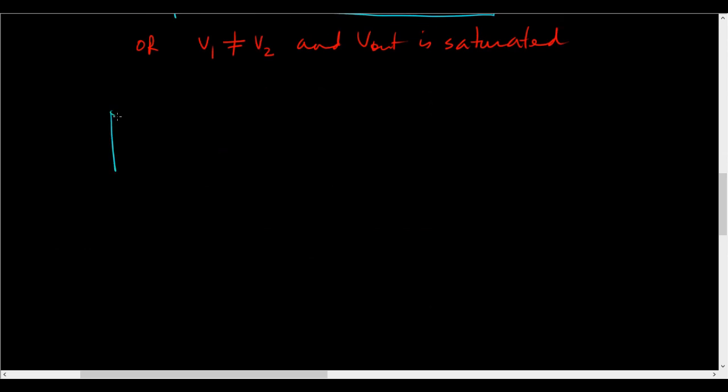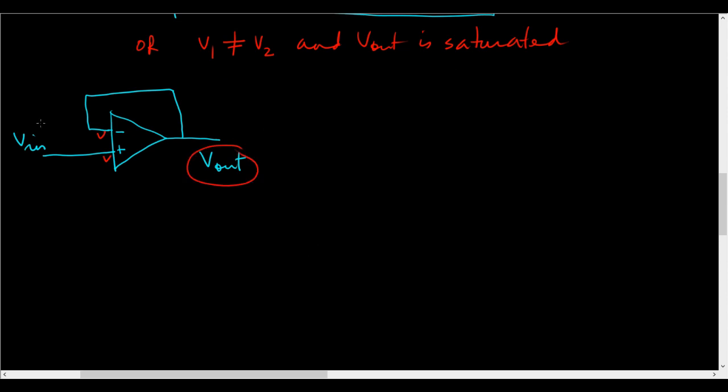So for example, I will not even draw the plus and minus anymore. Let's say this is my input, this is my V output, and I take this and put it back here. If the operational amplifier is working properly, then this voltage and this must be the same. That means V out will be equal to V in.